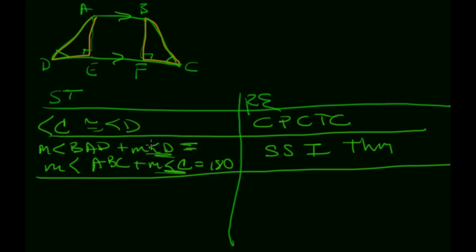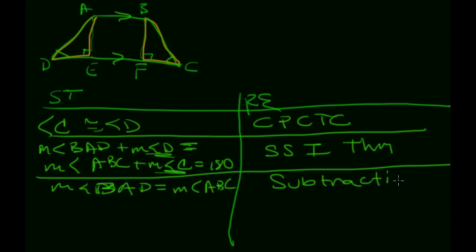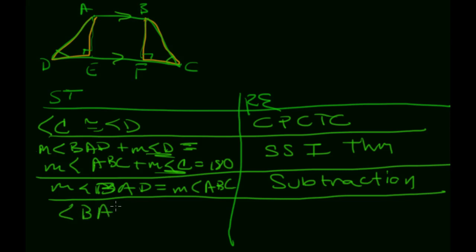So if I subtract the C from one side and the D from the other, I get that the measure of angle BAD has to equal the measure of angle ABC by subtraction. Just subtracting angle D from one side and angle C from the other, and they're equal. So that's going to make that work. I can simply turn that into angle BAD is congruent to angle ABC, because that is the definition of congruent angles. All right.